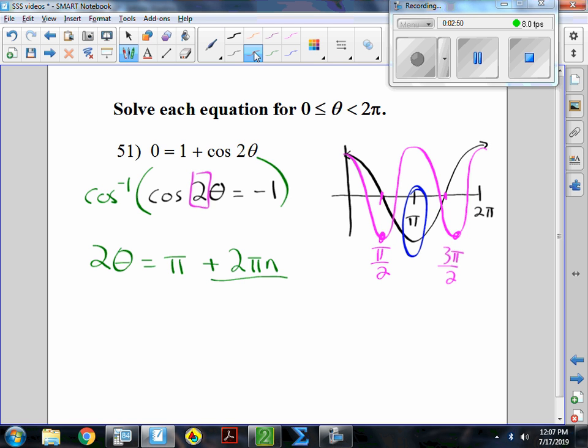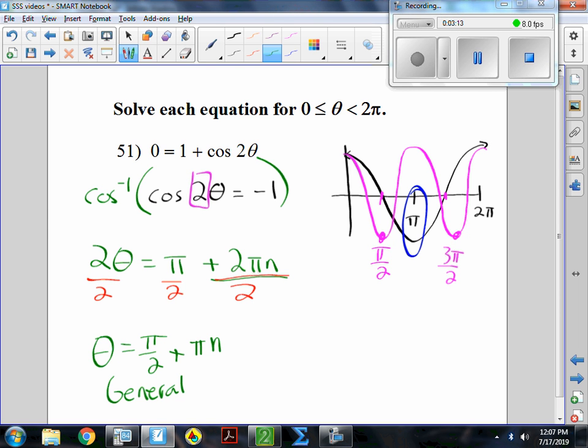Then I divide everything by 2. And so theta is going to equal pi over 2 plus 2 pi n divided by 2, or pi n. So that's my general solution. That'll give me every solution from -infinity to infinity. And if I want it from 0 to 2 pi, then I just need to add pi n. I need to let n equal 1.